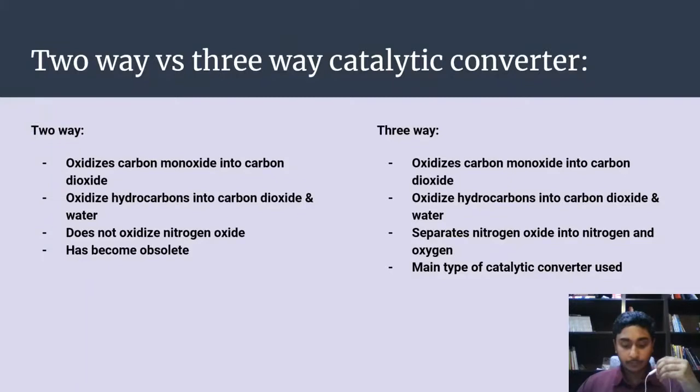Thank you. There are several differences and similarities between a two-way and three-way catalytic converter. The similarities are that these two catalytic converters oxidize carbon monoxide into carbon dioxide. They also oxidize hydrocarbons into carbon dioxide and water. The difference is that a two-way catalytic converter does not reduce nitrogen oxide and has become obsolete. A three-way catalytic converter, however, separates nitrogen oxide into nitrogen and oxygen and has become the main type of catalytic converter that is being used.